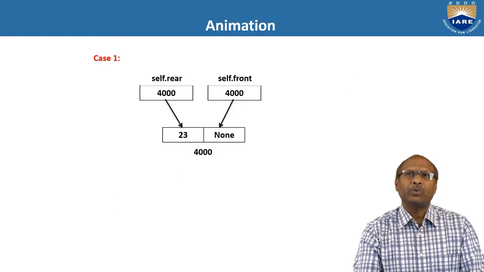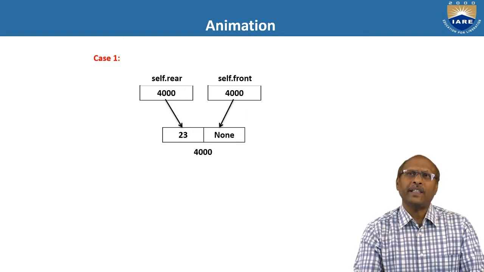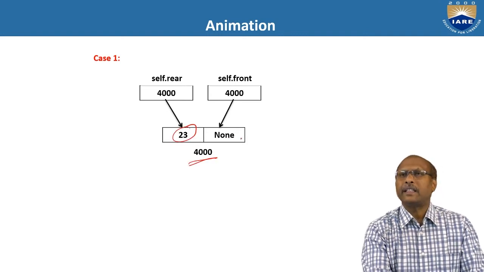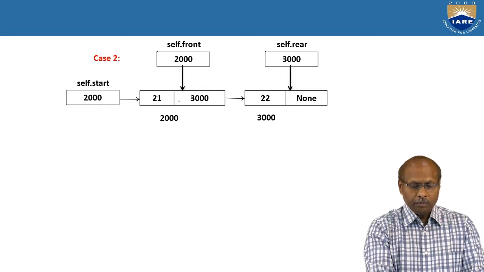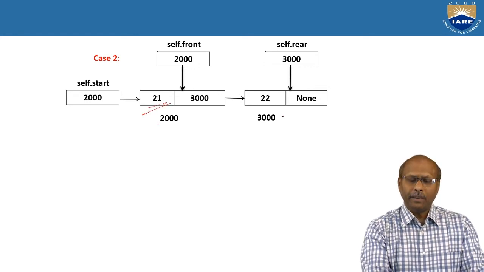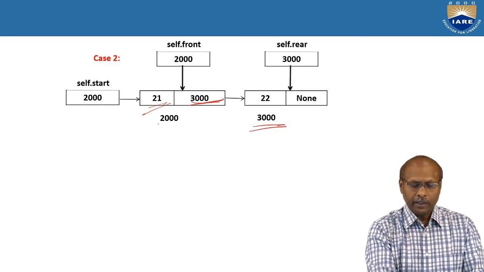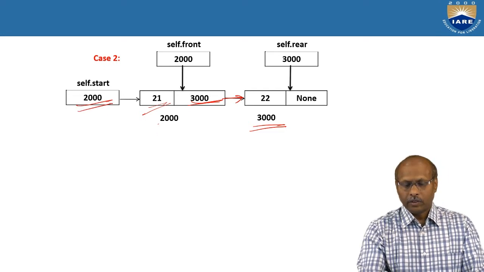You can observe through this animation. Initially, when there is a single node, rear is pointing to the same 4000 address and front is also pointing to the same 4000 address. My data is 23 and next is none. That means a single node is there. If some more nodes are inserted, my front is the same 21, and whenever I am inserting 22, this rear is changing. Rear becomes 3000, the address of the new node. So it is pointing here because you are maintaining it like a linked list. My starting position is always fixed. So this is the way.